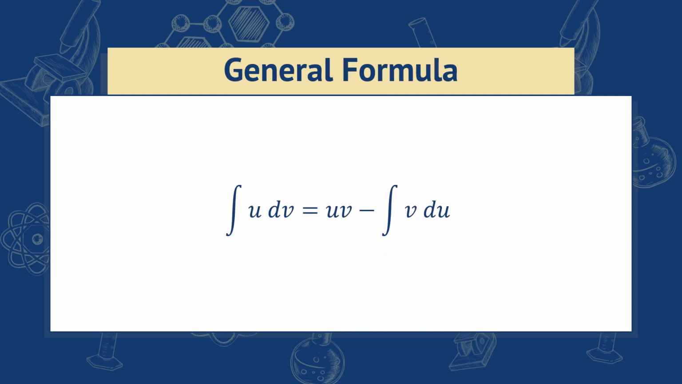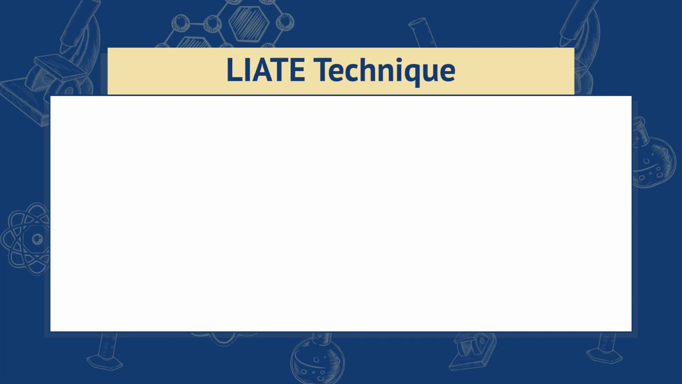So we have this general formula that we use when integrating by parts. It's the integral of u dv equals uv minus the integral of v du. In order to use it, first we identify u and dv from the original integral, differentiate u to get du, integrate dv to get v, plug these values into the right side of the equation, and then simplify to get our final answer.